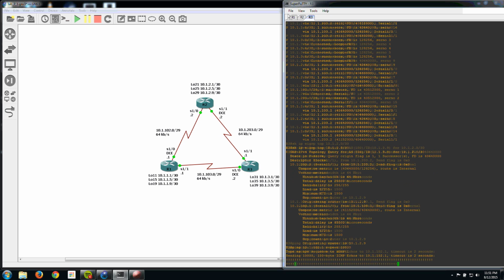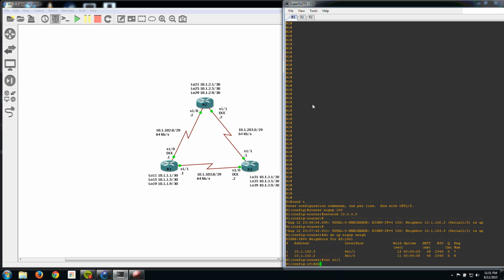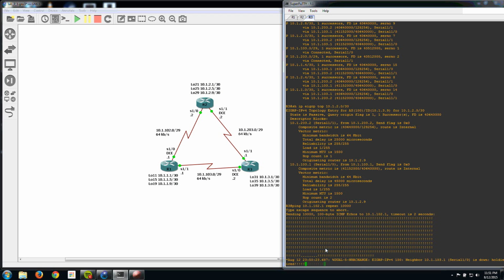So it's pinging. And interface S1/1, shut it. Put router 3. It's dropping. Give it a second. And it should pick back up. Come on now. There we go.